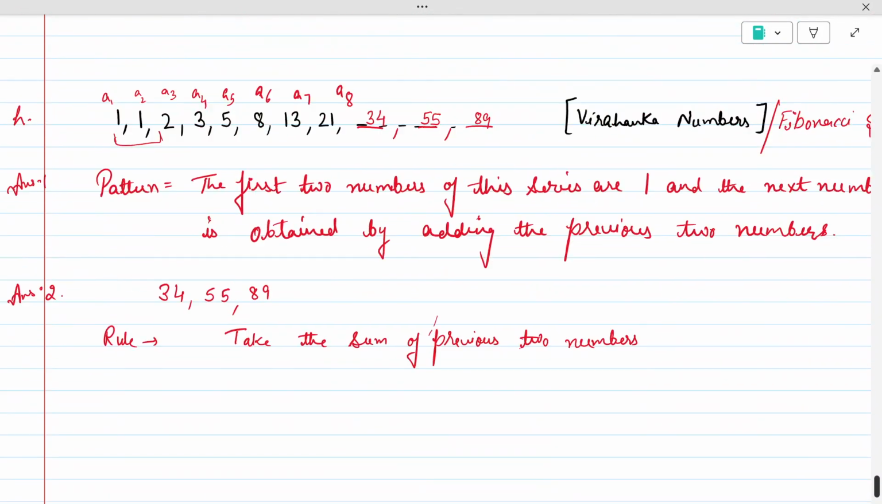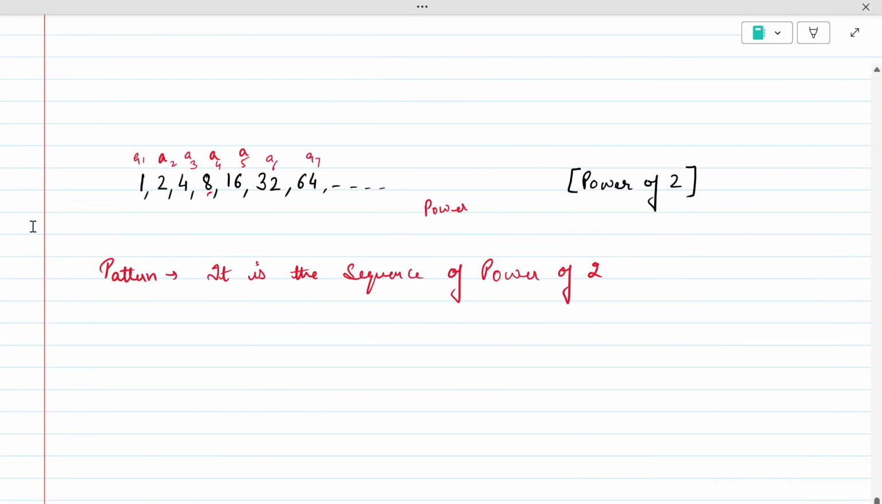Okay. Next one is the power of 2. We all know that this is a series of powers of 2. This is 2 to the power 0, which is 1, 2 to the power 1 is 2, 2 to the power 2 is 4, 2 to the power 3 is 8. This we have done, right? So the pattern here is the sequence of powers of 2. Something like this: 2 raised to the power 0, 2 raised to the power 1, 2 raised to the power 3, 2 raised to the power 4, and so on.